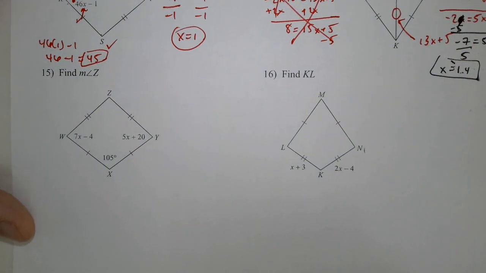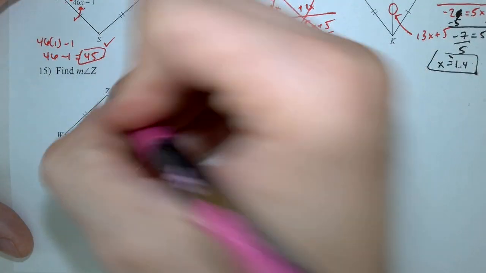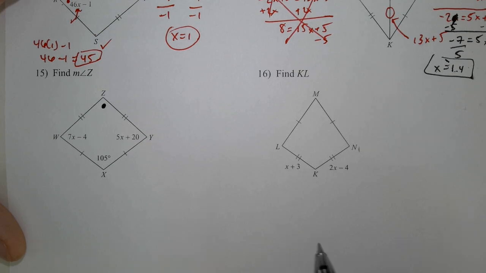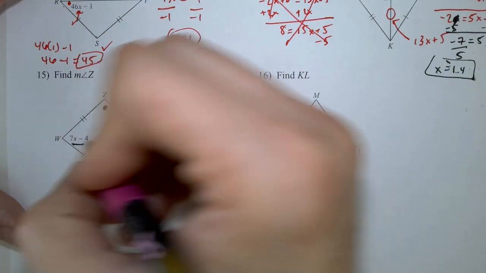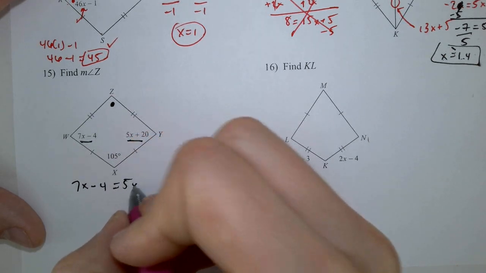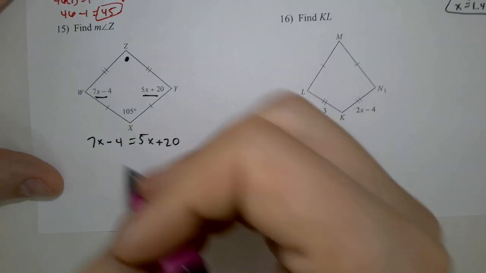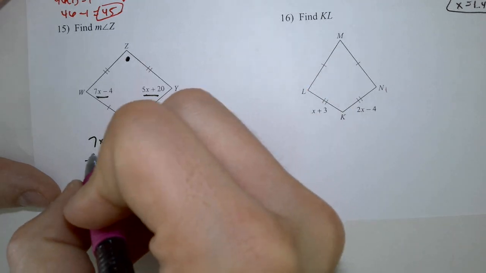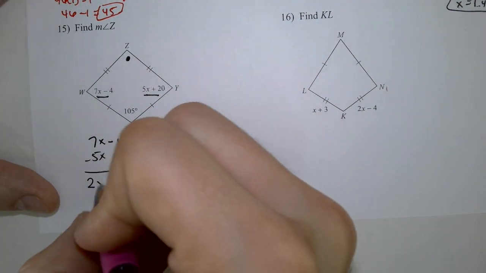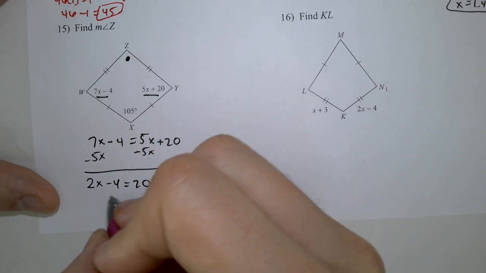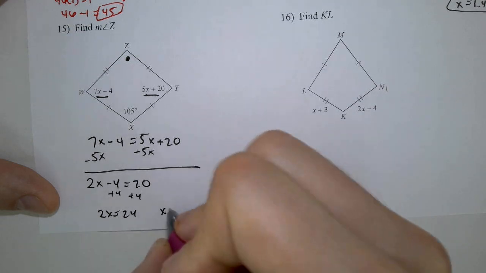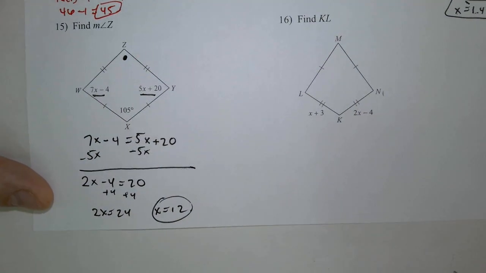15. We've got to find angle Z. Angle Z is up top. Okay, no problem. It's not 105. That's the problem. But we do know that these are equal to each other, and this seems to be the hardest problem on the page, but maybe not that bad. We're going to subtract 5x. We're going to be very careful that I wrote it down correctly. We got 5x plus 20. We got 7x minus 4. 2x minus 4 is equal to 20. Add 4, add 4. 2x is equal to 24. X would equal 12 when we divide by 2.